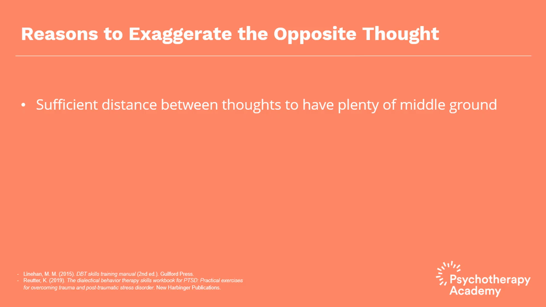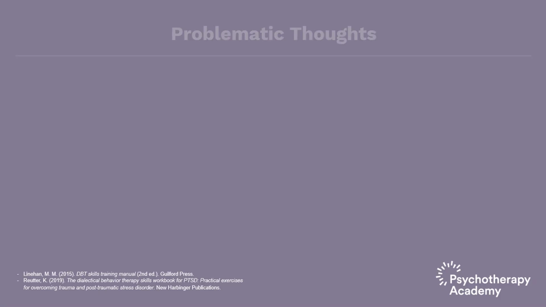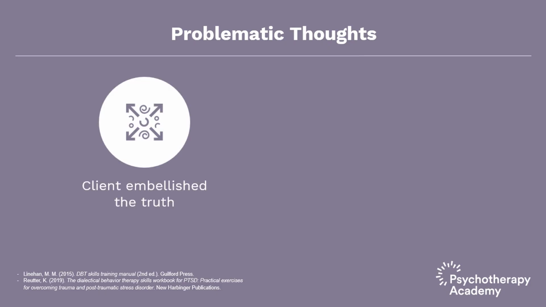But there's another reason that you want to exaggerate that opposite extreme. And that is, the more you exaggerate, the more you embellish the opposite extreme, the more the client is going to recognize what you're doing. And they're going to realize just how irrational that opposite extreme is. And that's important because clients are often doing that same process to the original thought, but not recognizing it. More often than not, that original problem thought is grounded in some grain of truth, but the client has taken that grain of truth and just run with it. And they've embellished it more and more and more, but they haven't recognized that they've done that.